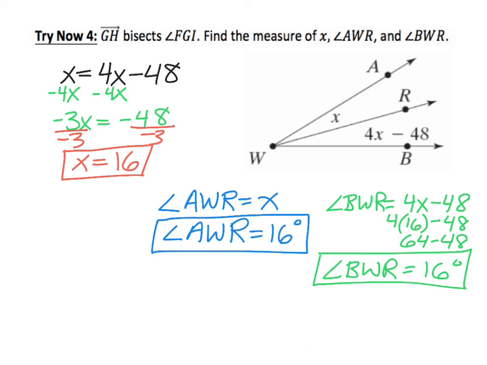Then to find the measure of the two angles, we just take that value and plug it into the expressions. Angle AWR is 16 degrees and angle BWR is also 16 degrees.